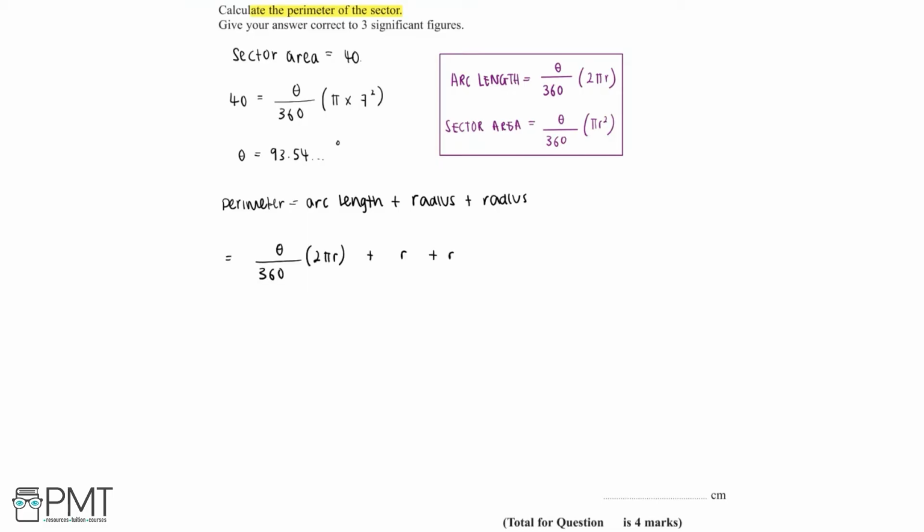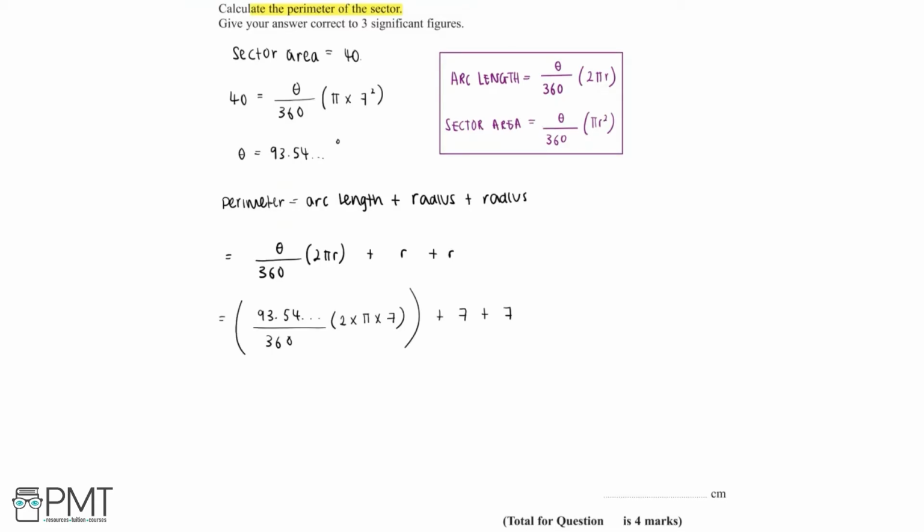Now let's substitute in our values. We know that theta is around 93.54 degrees, and r is equal to 7. And so the perimeter is equal to 93.54 over 360 multiplied by 2 times pi times 7. And then all of this add 7 and add 7 again. And so putting these values into our calculator, we found that the perimeter of the sector is around 25.440 centimetres. And so remembering to give our answer correct to 3 significant figures, we can say that the perimeter of the sector is approximately 25.4 centimetres to 3 significant figures.